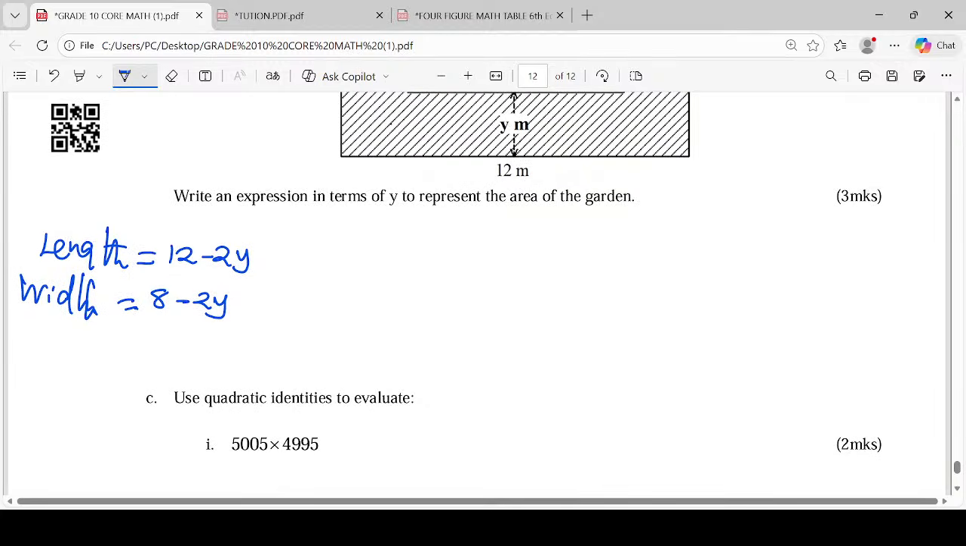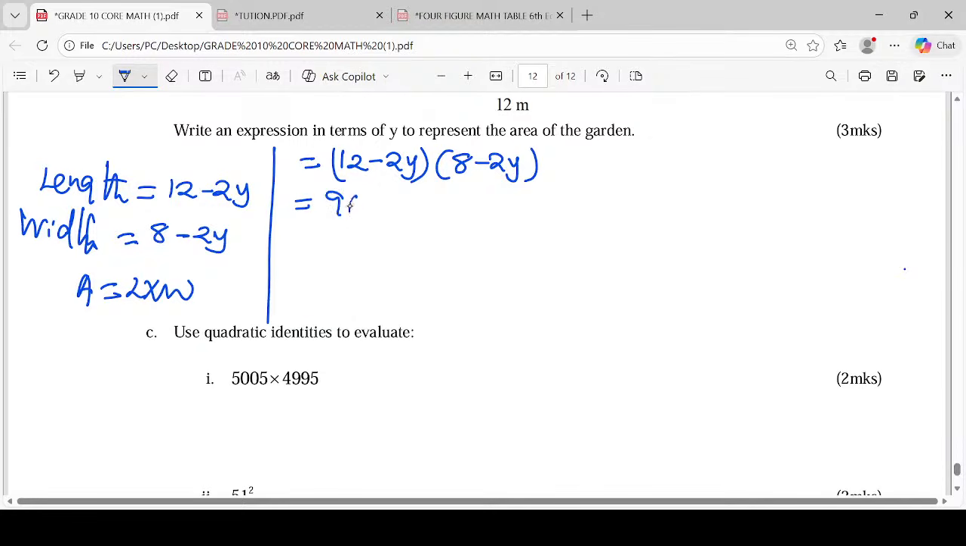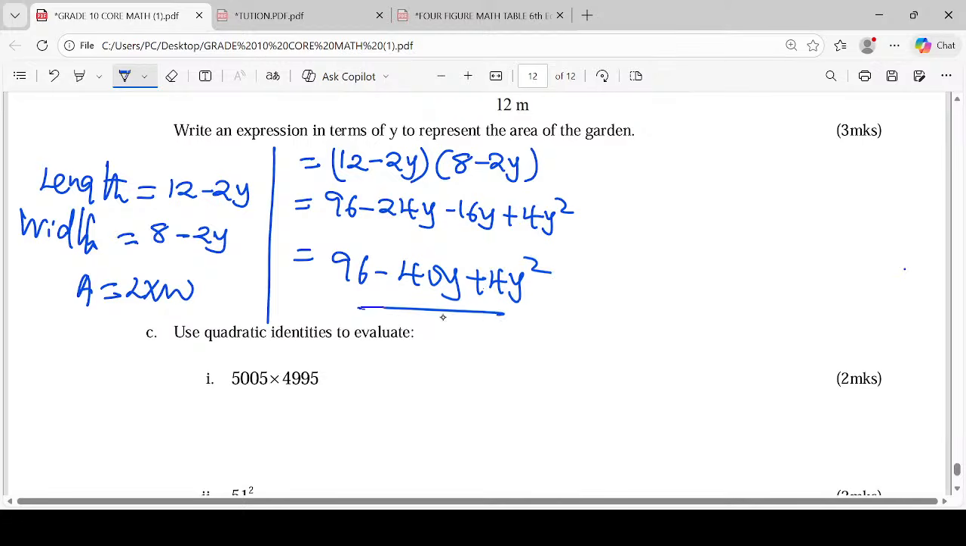Now the area of that garden, because area is given by length multiplied by width, we are going to have 12 minus 2y multiplied by 8 minus 2y. So let's do this multiplication. 12 times 8 is 96. 12 times negative 2y is negative 24y. Negative 2y times 8 is negative 16y. Negative 2y times negative 2y is positive 4y squared. So this will be 96 minus 40y plus 4y squared. That is the expression for the area.